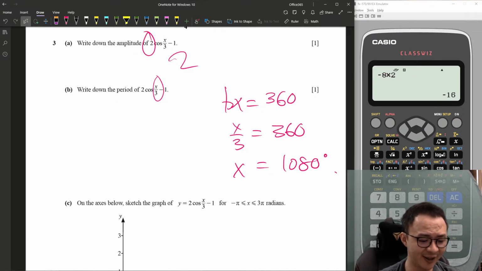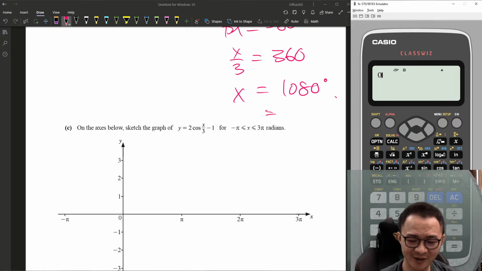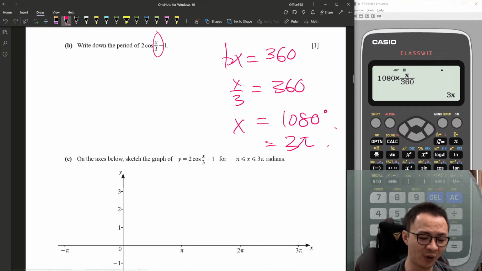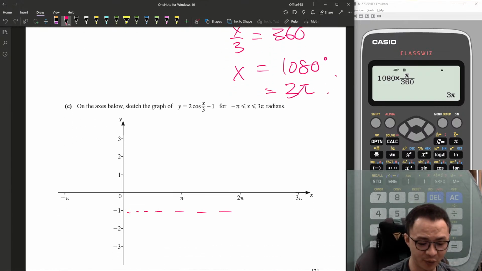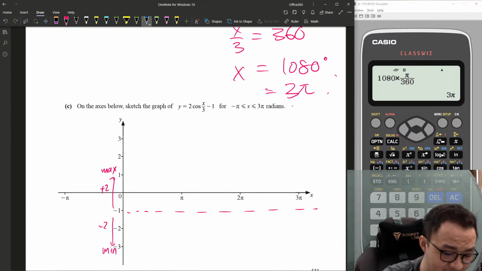Then they ask us to sketch this one, in pi. So 1080 is how many pi? We need to multiply by pi over 180 to change it to radians. This is literally 3 pi. So we know that in 3 pi we will have 1 cycle, and we will start with negative 1. This will be my new middle line, negative 1. The amplitude is 2, so plus 2, so 1 will be my maximum, and minus 2 means negative 3 will be my minimum. Then I can just sketch the graph accordingly.